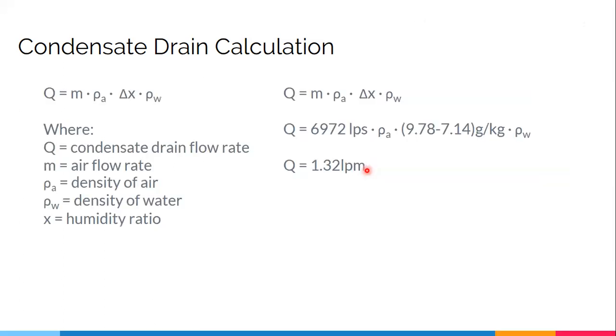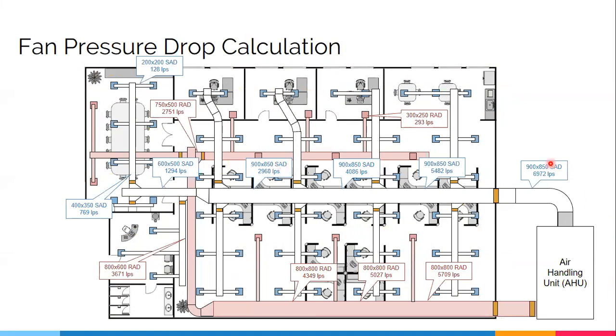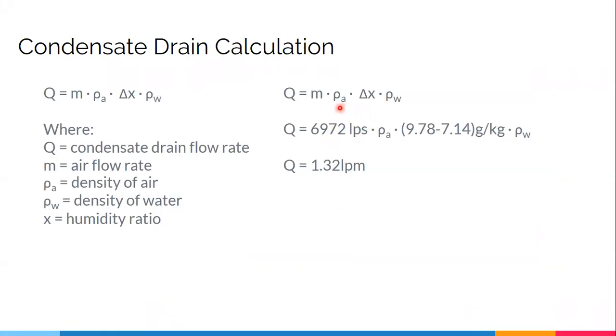So how are we going to calculate that? We calculate it using this formula where Q is the condensate drain flow rate, M is the air flow rate or the total supply rate, times the difference in humidity ratio, multiplied by the density of air and water. Our total is 9672 liters per second, the total flow rate. So based on this number, we're able to calculate this one.